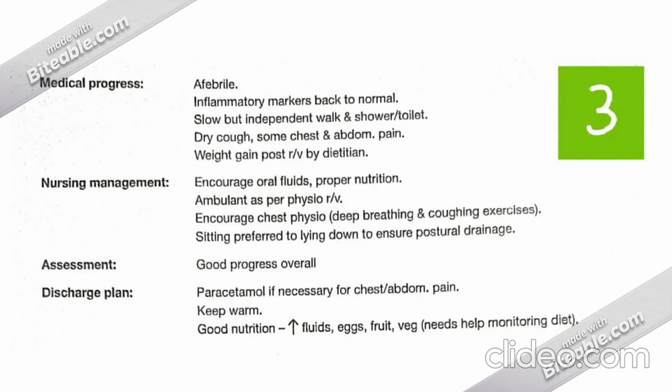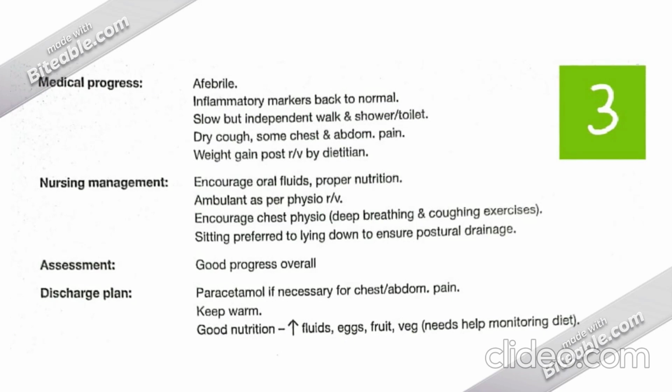Next, we will see the medical progress. Afebrile, inflammatory markers back to normal. That means what the current condition of the patient is. Slow but independent walking, showering, toileting. Dry cough, some chest and abdominal pain. Weight gain. Reviewed by the dietitian. R by V, how to read it, like reviewed.